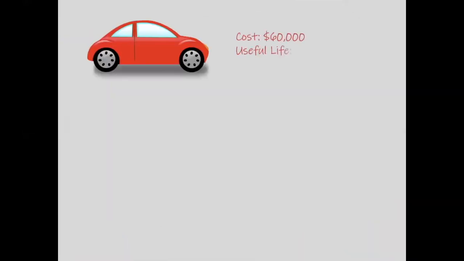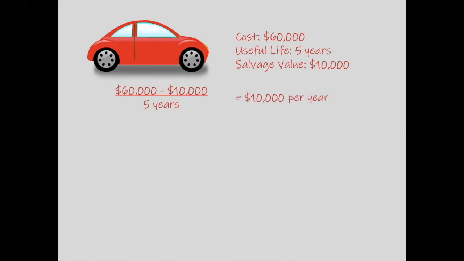Let's say we purchased a car for $60,000. We will use the car for approximately 5 years before purchasing a new one. We are estimating that the car will be sold for $10,000 at the end of the 5 years. We will use the formula to calculate the depreciation expense each year. We will take the cost of the car less the salvage value divided by the amount of years. It would be $60,000 minus the $10,000 divided by 5. This will equal $10,000 of depreciation per year.